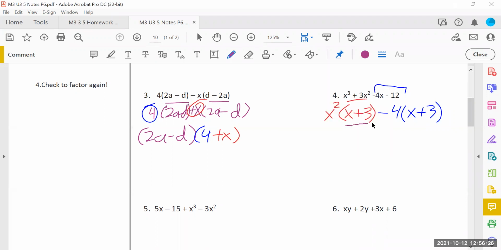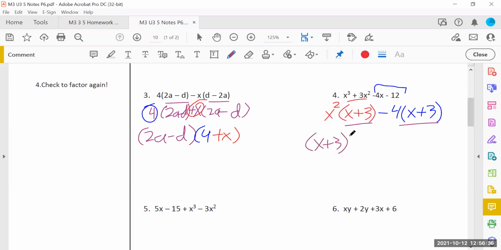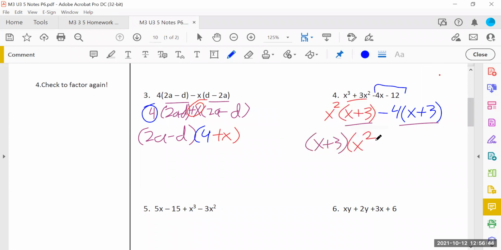Factor that out. This guy comes out. And then we say, okay, what were those both multiplied by? The first one was an x squared times x plus 3. And the second one was a negative 4 times x plus 3. Am I done?